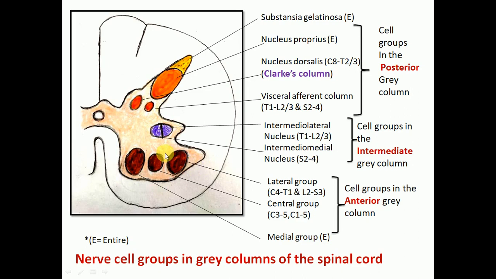Next, within the lateral horn or intermediate grey column, there are the intermediolateral and intermediomedial nuclei. The intermediolateral nucleus is present between T1 to L2 or L3 segments. That means it is the thoracolumbar outflow, and it accounts for the preganglionic fibers of the sympathetic nervous system. While the intermediomedial nucleus is present only between the S2, S3 and S4 segments of the spinal cord.